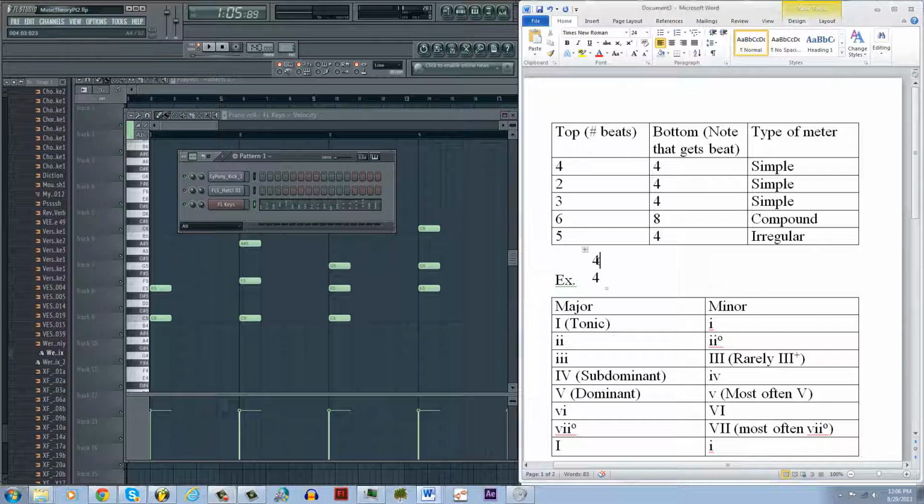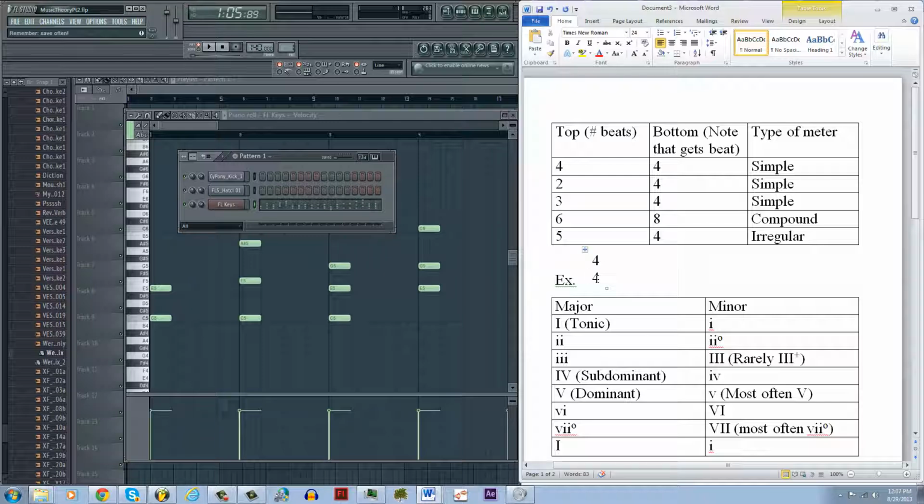When music is notated, the repetition in rhythm is defined by a meter. The top number represents the number of beats, and the bottom number represents the note that gets the beat. On the bottom, a 2 represents a half note, 4 represents a quarter note, 8 represents eighth, and so on. As for the type of meter, there are two main types of meters, simple and compound.